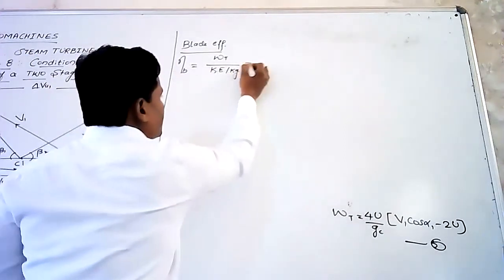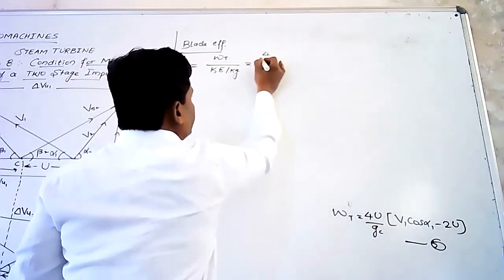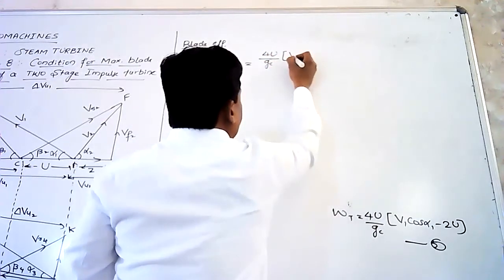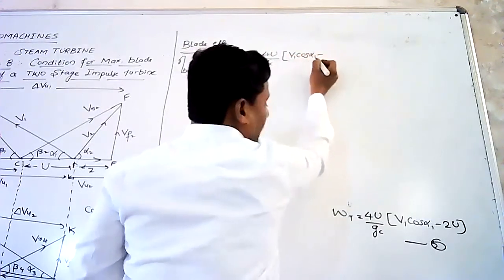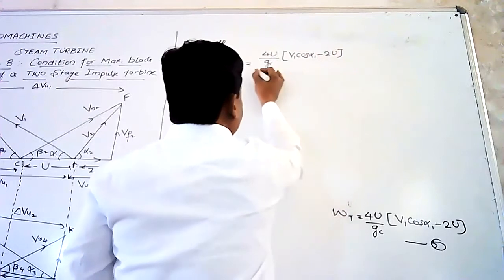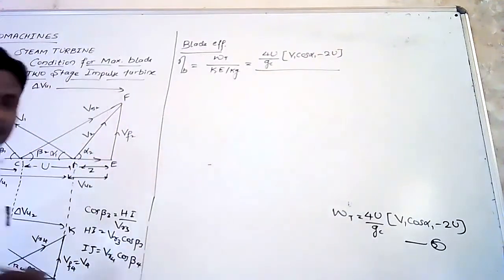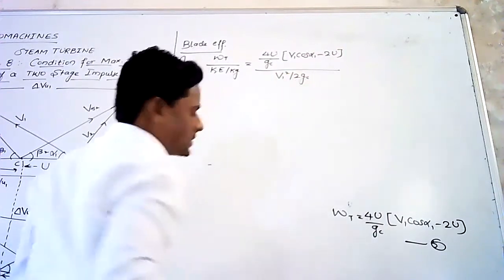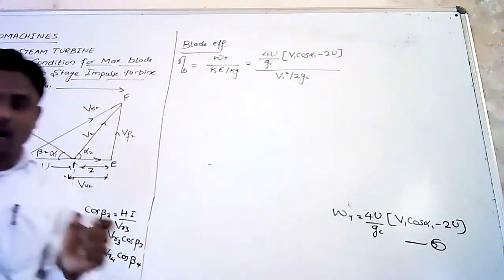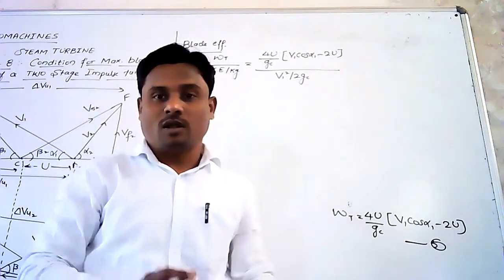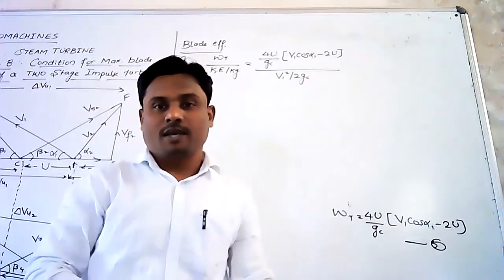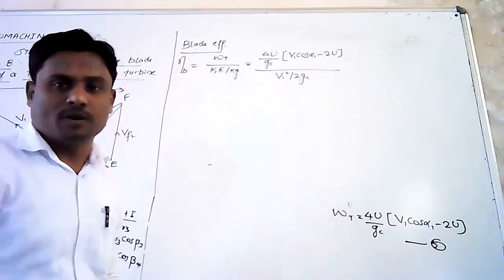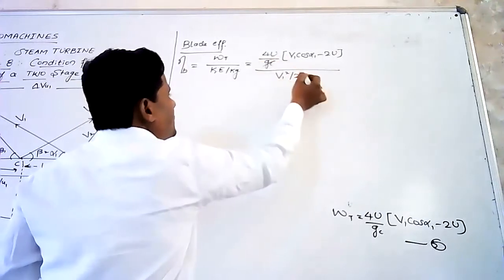Work done we know already, 4u by Gc into V1 cos alpha 1 minus 2u, divided by the specific kinetic energy, which is given by V1 square by 2 Gc. The kinetic energy is half mv square. The specific kinetic energy, or kinetic energy per unit mass, is V1 square by 2. And Gc is a turbine constant, whose value is always equal to 1. So cancel this Gc here.